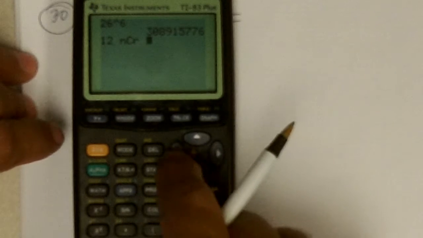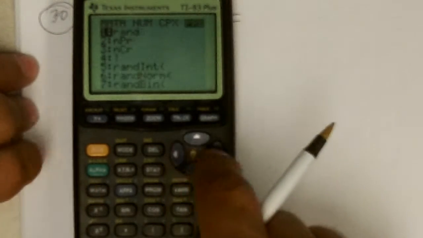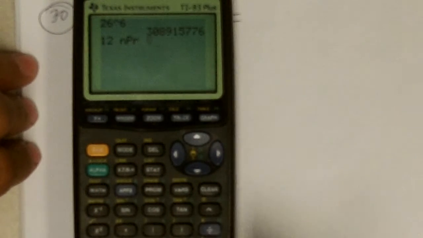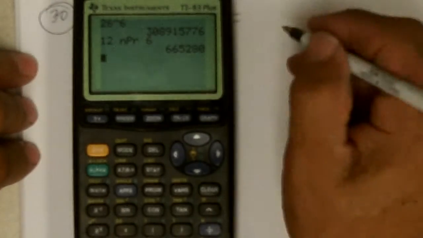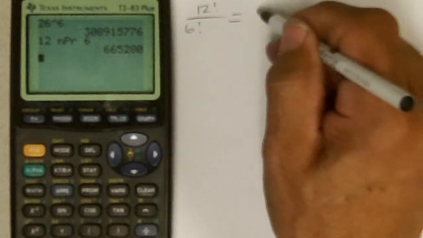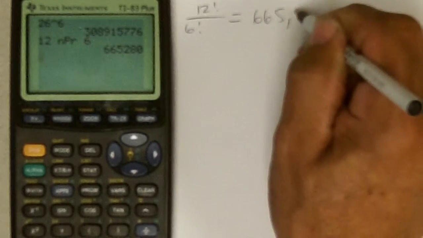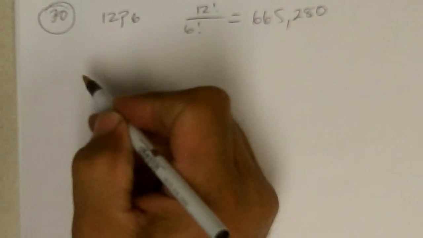Oop, I got the wrong one. Math probability nPr 6. And it comes out to be 665,280. That's 30.